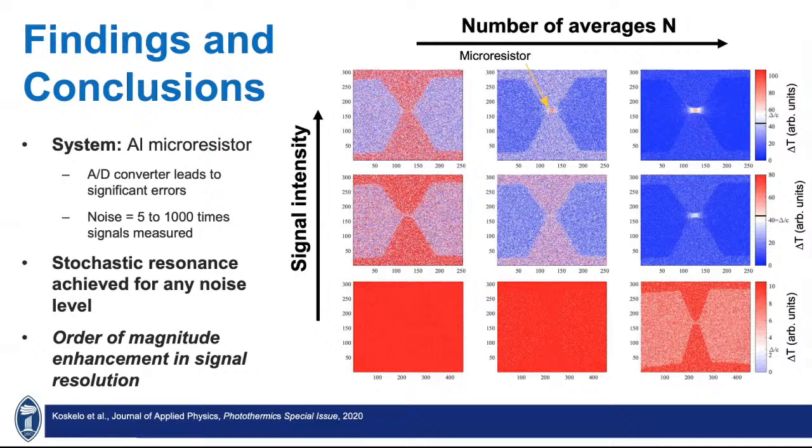And so what I ultimately found throughout my research is that stochastic resonance can be achieved for any noise level. And by using this effect, we can enhance the resolution of this technique by up to an order of magnitude.